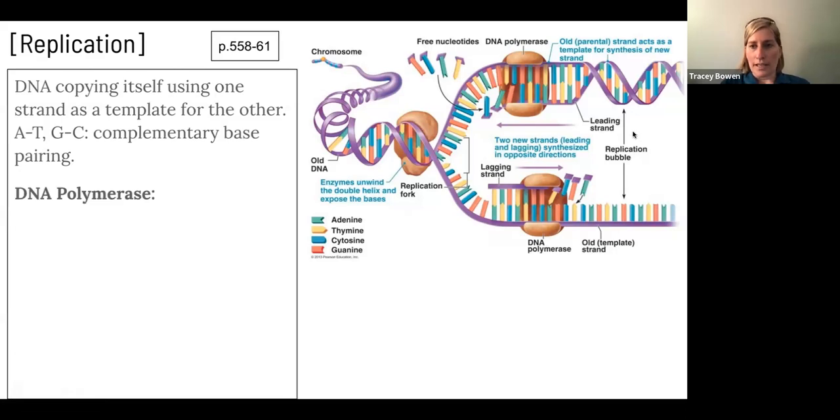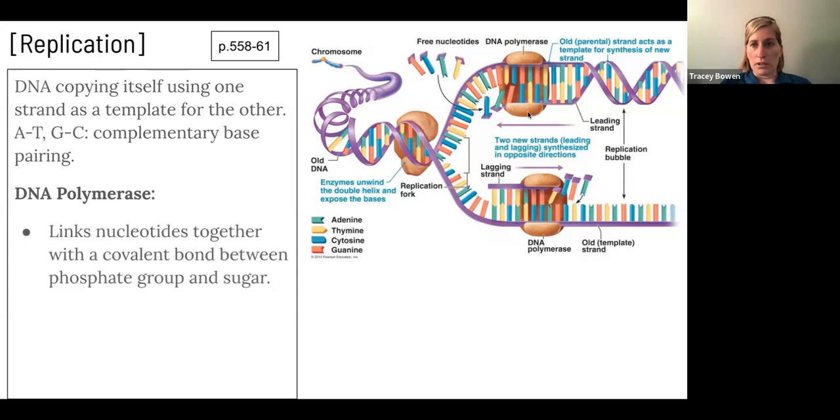And so there's two enzymes that we need to be aware of for this process for SL level, and that is helicase. That's this enzyme right here. It's going to unwind the double helix, so it's actually cutting the hydrogen bonds between the bases so that the strands can separate. And then the second one is DNA polymerase, and DNA polymerase is right here.